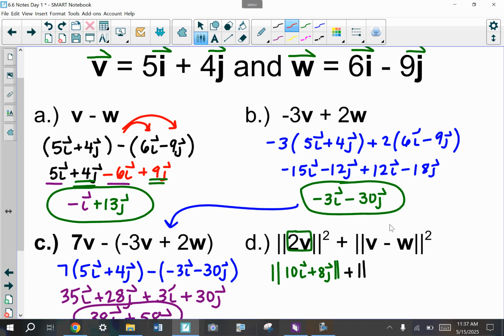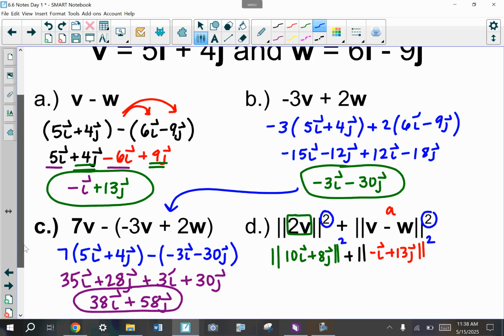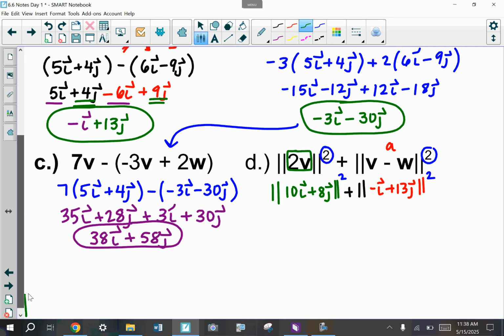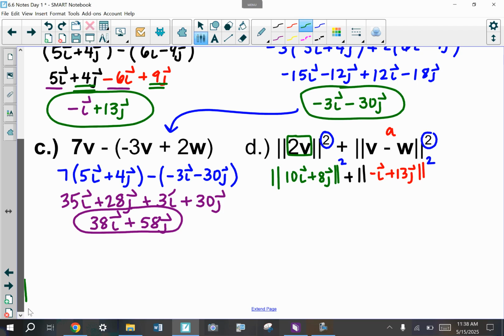Well, wasn't v minus w part A? Didn't we just do that a moment ago? So negative i plus 13j. And then, don't forget, it says we're going to square them. I left that off to start with, but we're going to square each of those magnitudes. So again, don't make this hard. Magnitude is a fancy way of saying length. How do you find the length? Yeah, it's the hypotenuse.